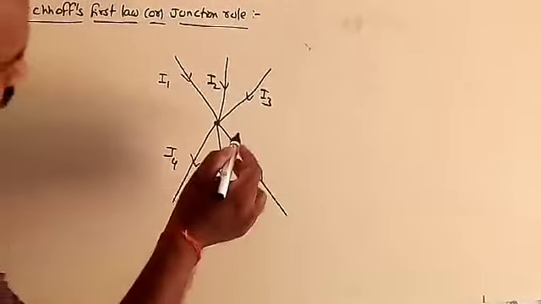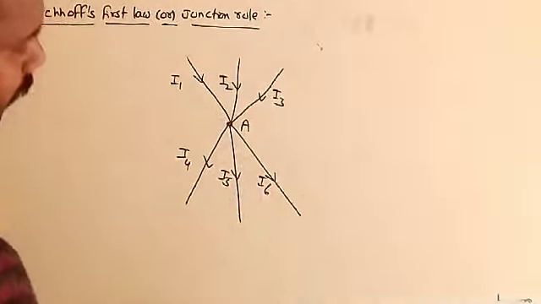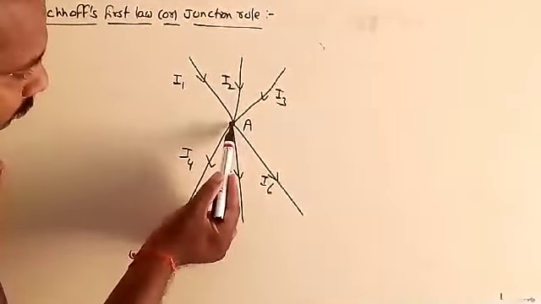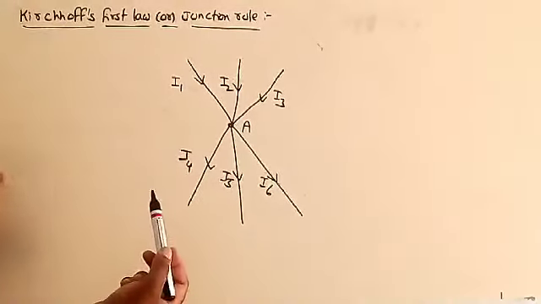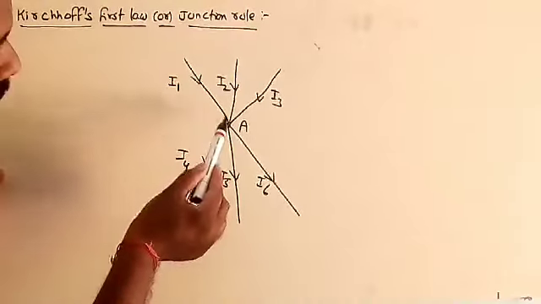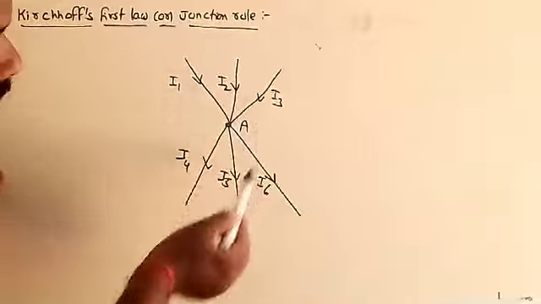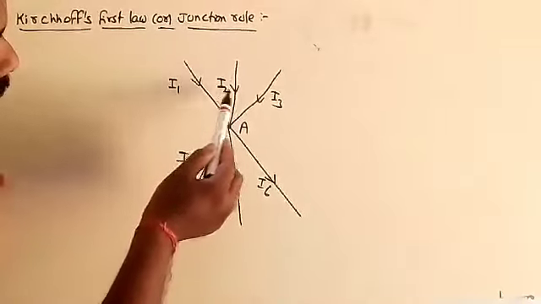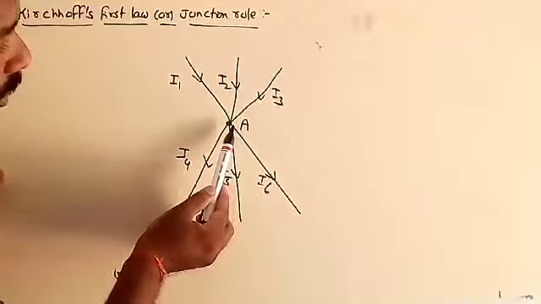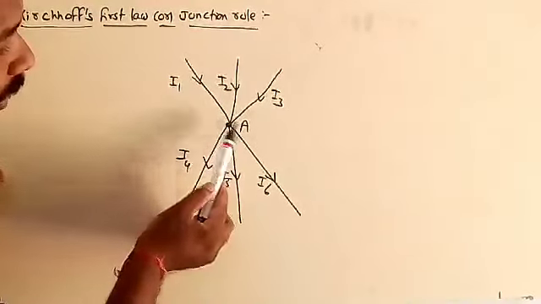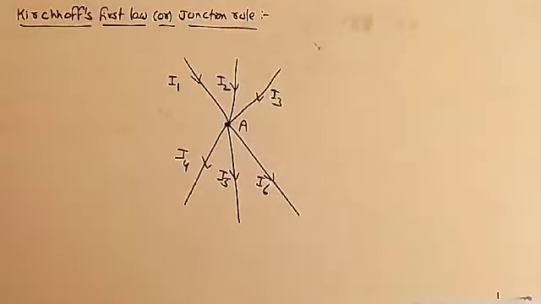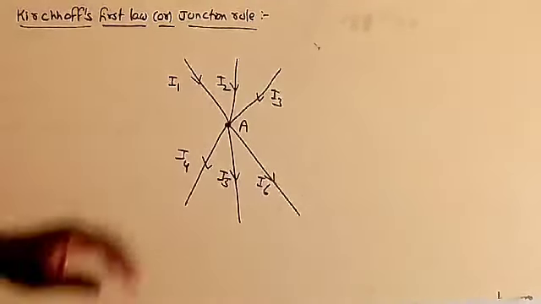See here, in the diagram, point A is called a junction because at this point more than two currents are meeting. Here you see how many currents are meeting? 1, 2, 3, 4, 5, 6. 6 currents are meeting. So more than two currents, if they are meeting, this point we call it as a junction. Now what is the junction rule, or Kirchhoff's first law?